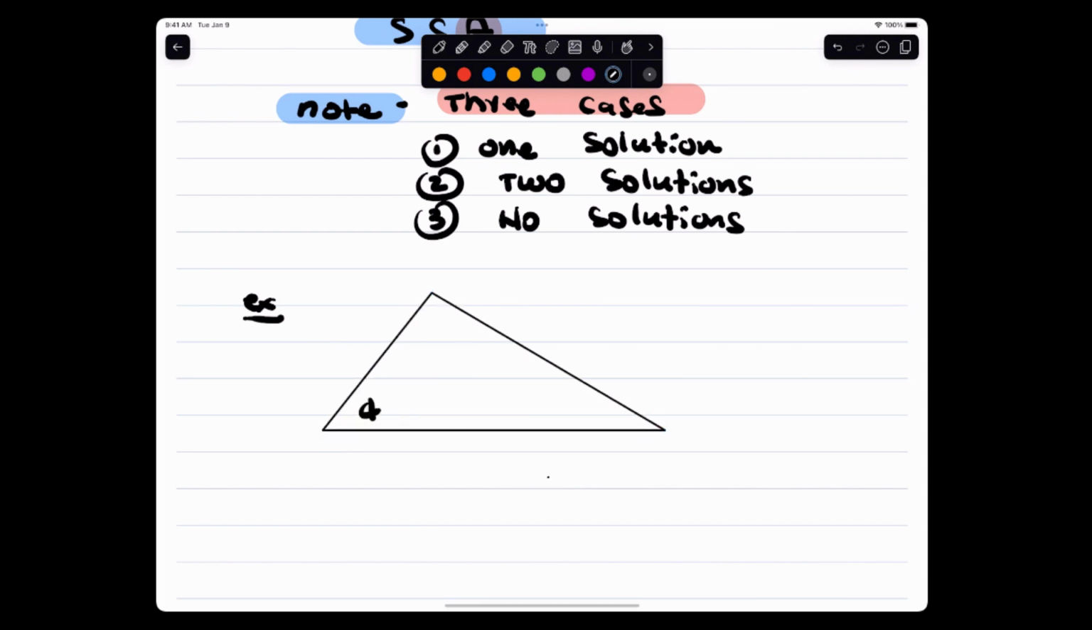Say this is 48 degrees. And this will be 10. And this is 14. Of course, the units. Vertex A. Vertex B. And vertex C.